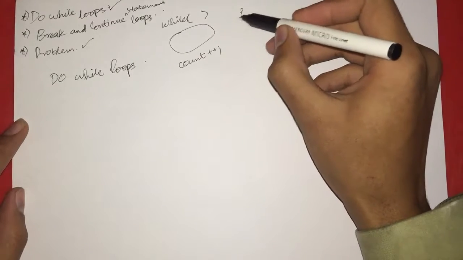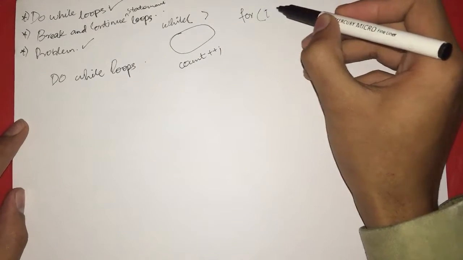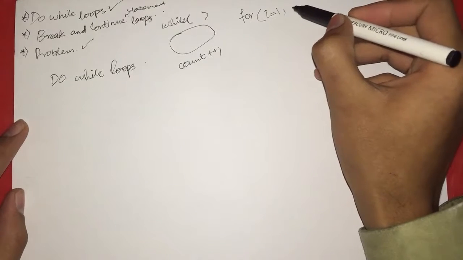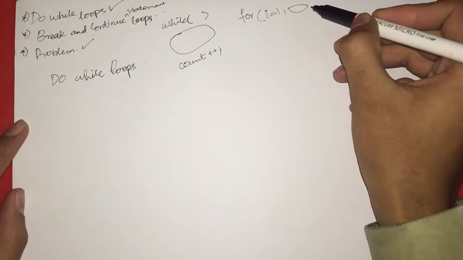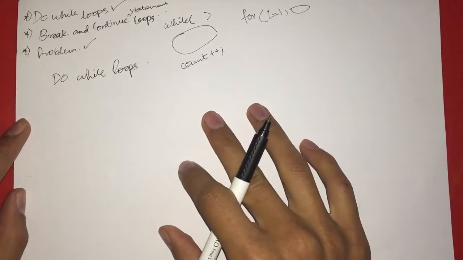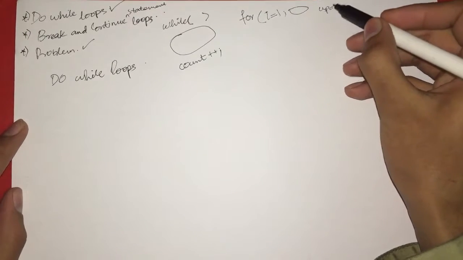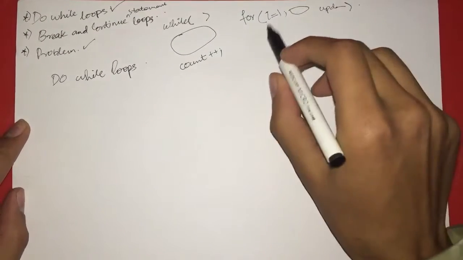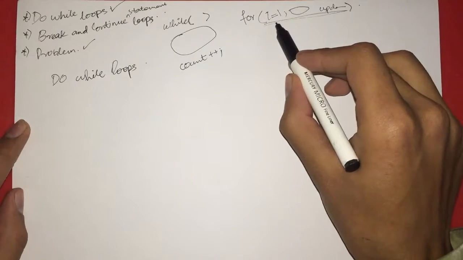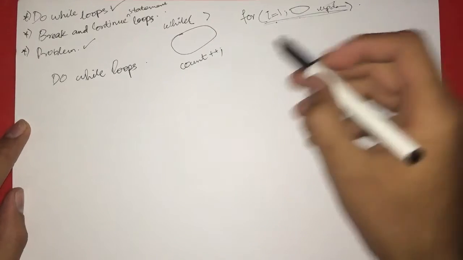Then you have the for loop, in which you have the initialization of the variable equals 1, for example. Then you have the condition over here, and then you have the update statement over here. So you have all of the three, initialization, condition, and update statement, in the same line.